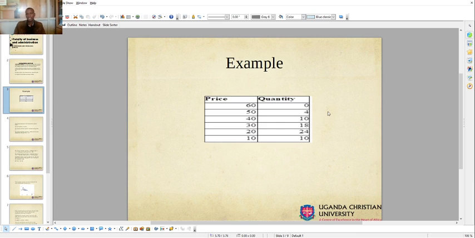This is the price, this is the quantity. At 60, consumers are willing to buy 0. Recall we say the higher the price, the lower the quantity demanded. At 50, you're willing to buy 4 units. At 40, you're willing to buy 6 extra units, making 10. At 30, you're willing to buy 8 extra units, making 18. Then at 20, you're willing to buy 6 extra units, and so on.